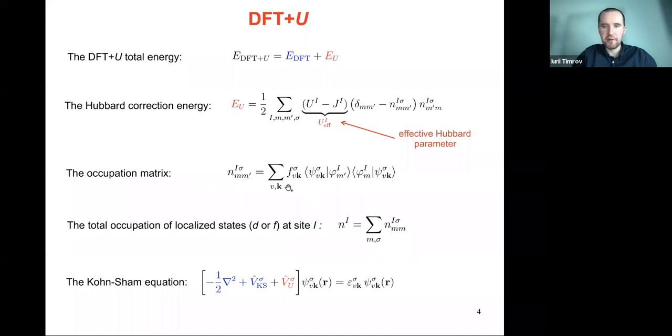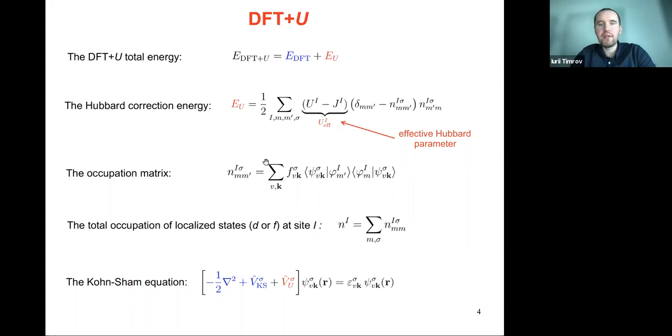So this is a matrix with respect to m, m prime. In the case of iron, we are considering 3D electrons, so the orbital quantum number is 2. So the size of the matrix with respect to m, m prime is 5 by 5. And we can compute the trace of this matrix. So take the sum of the diagonal elements, and this will give us the number of electrons in this 3D shell.